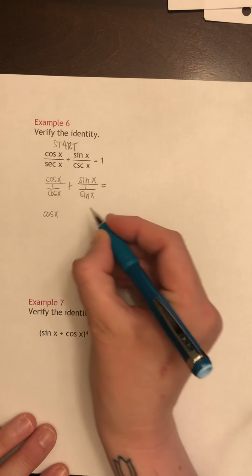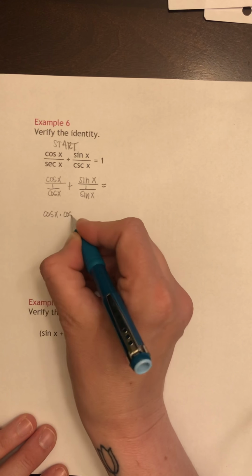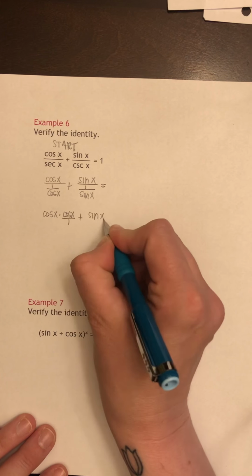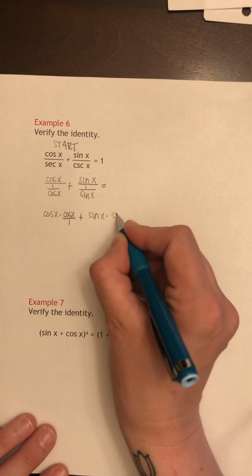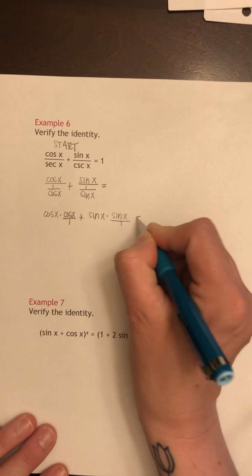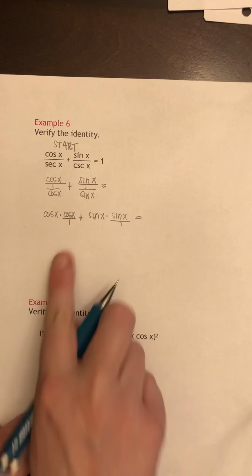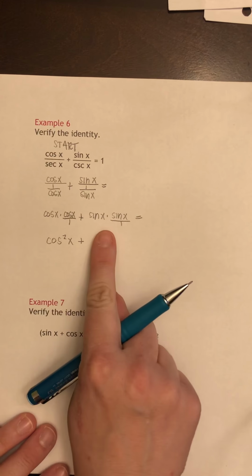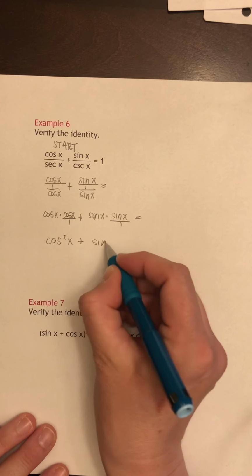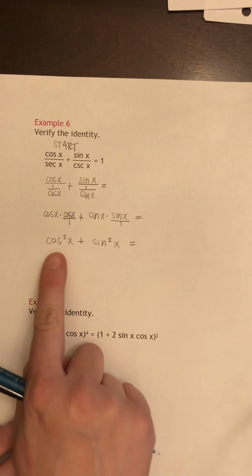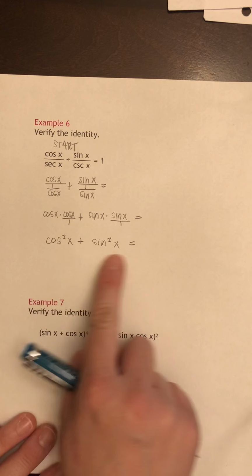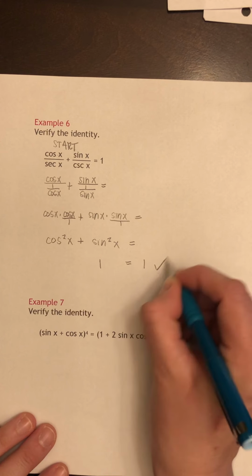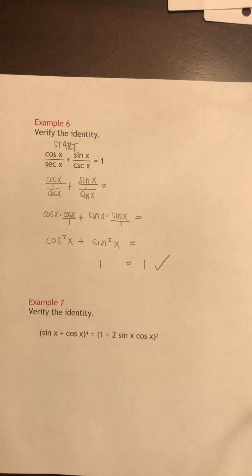So right at the front, I'm going to have cosine x times the reciprocal, which is cosine x over 1. I'm going to do the same thing with the second term. So sine x, I'm going to turn that into multiplying by the reciprocal. So I'm going to multiply by sine x over 1. So up here, cosine x times cosine x is cosine squared x. Over here, sine x times sine x is sine squared x. And guess what, guys? We just used this same Pythagorean identity in the last example. When those are added together, it turns into a 1, which is exactly what we have on the right side. So we are good to go.